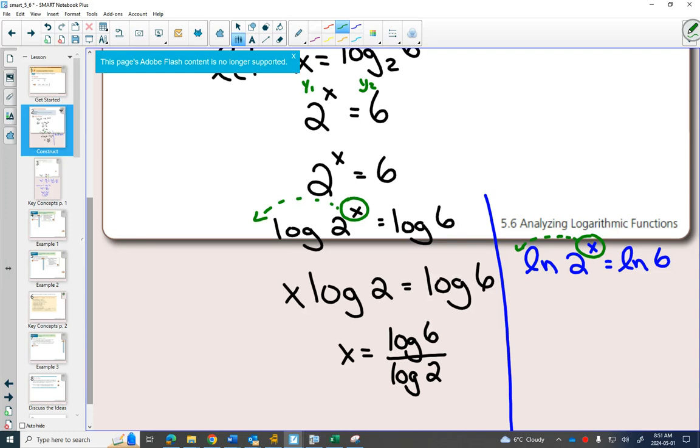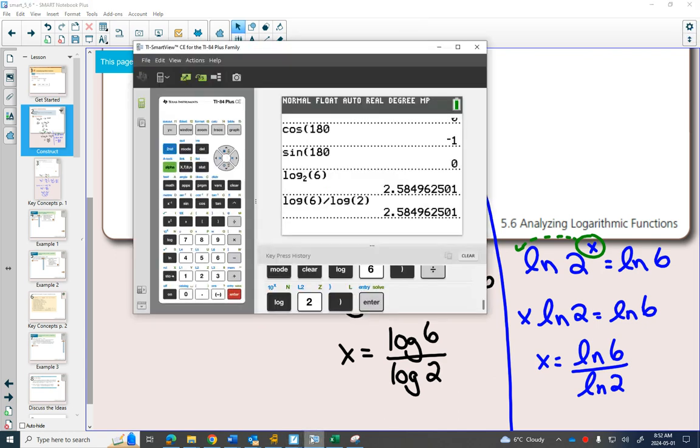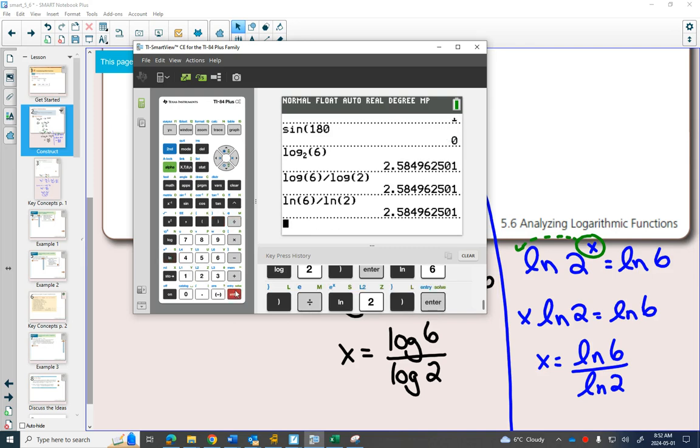That x would come out in front. So that's a log law. So then I would have x natural log of 2 equals natural log of 6. And dividing both sides gives me natural log of 6 divided by natural log of 2. And I'm curious, if I go back to my calculator, does this come out with the same answer? Natural log of 6 divided by natural log of 2? It does.